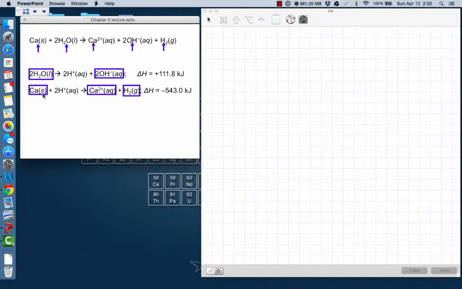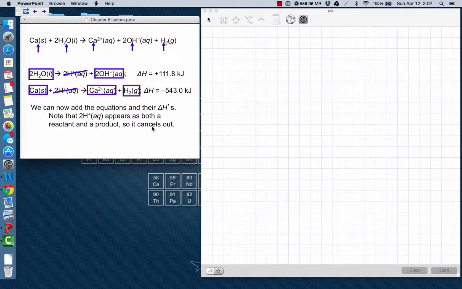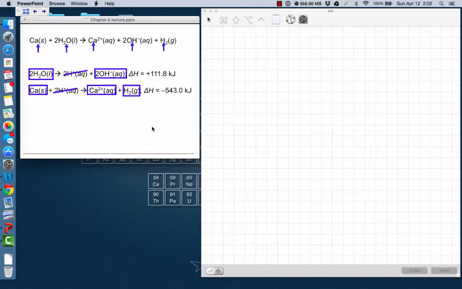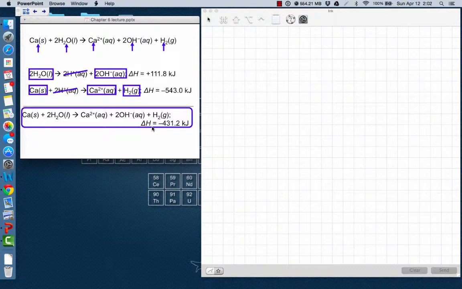So now it looks like we should be okay with calcium, 2H2O, we have calcium 2+, 2OH-, we have H2. I think we just add these 2 up now. I think we're ready to add them up and get the complete enthalpy of reaction. Okay. So when we add them up, we get -431.2 kilojoules.